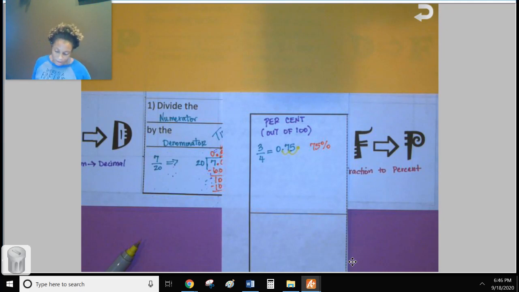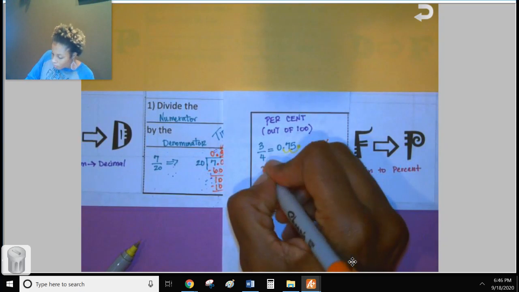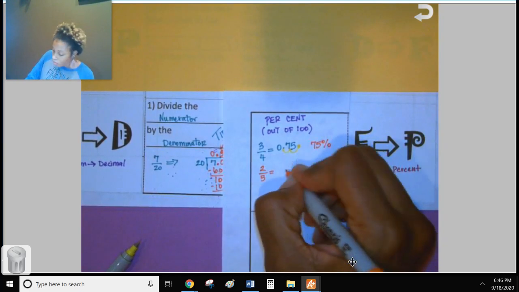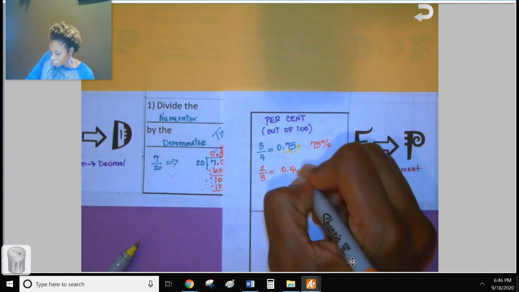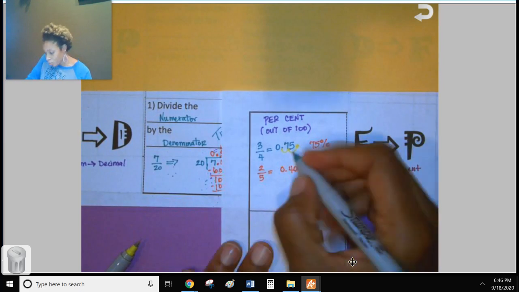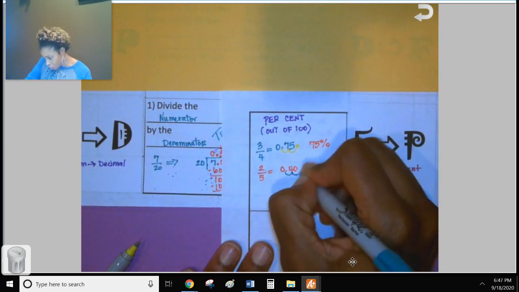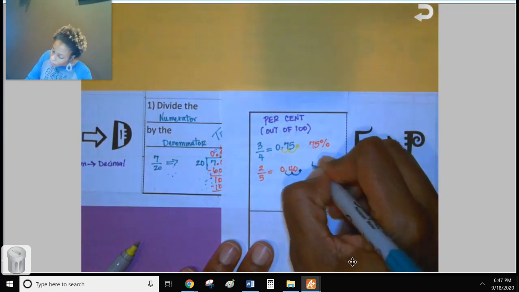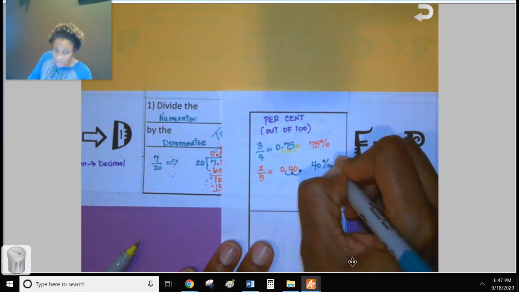So let's try 2/5. Again, we've already done the work for 2/5. We know that 2/5 is 40 hundredths. We want to move that decimal 2 places to the right. 1, 2. My decimal point ends here. So then this turns into 40%.